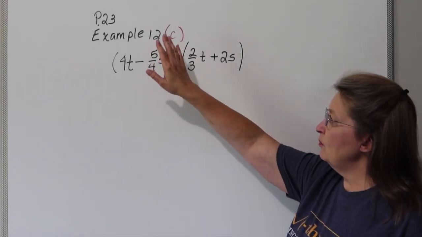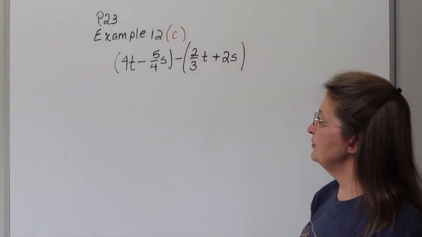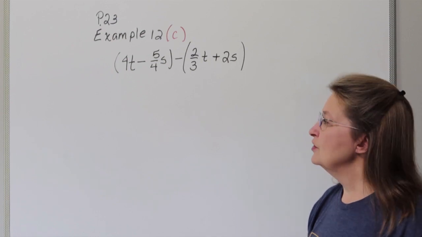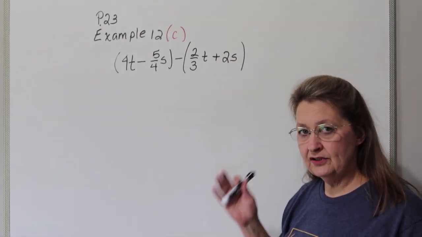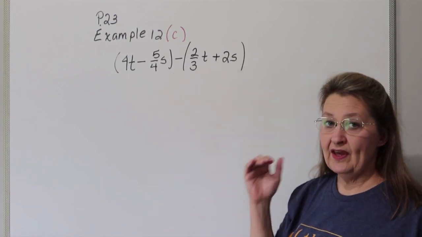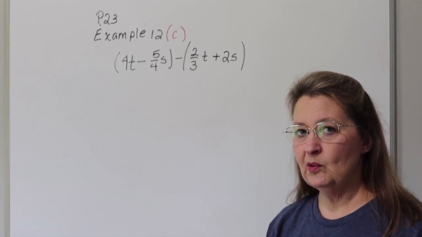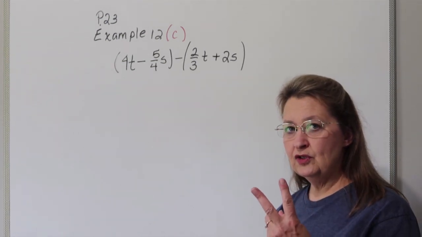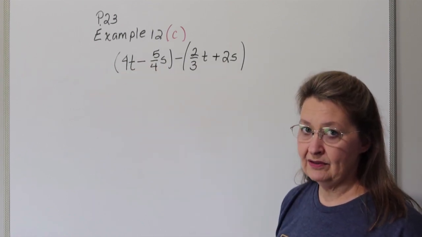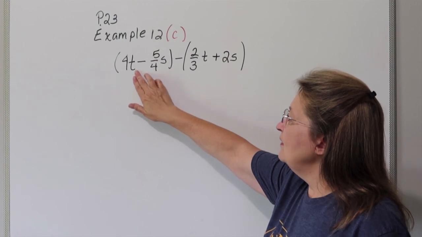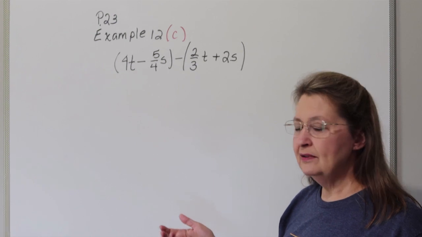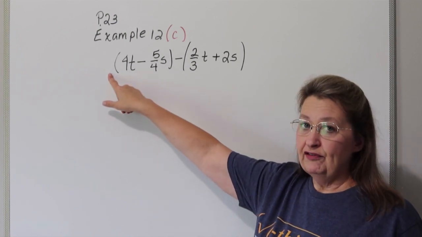Okay, now we're ready for example 12C from page 23 in your textbook. This is an expression and we're told to simplify it. So we're just going to be using PEMDAS to get this as condensed as possible. Now I see these 2 sets of parentheses, so that's my first step. I need to get rid of the parentheses. I can do that one of 2 ways. I can perform the operation that's inside, or I can distribute the number that's outside. When I look at this, I've got a T and an S, so I can't combine the terms, but I can distribute. But there's no number in front of it.